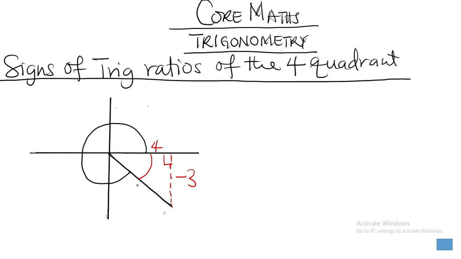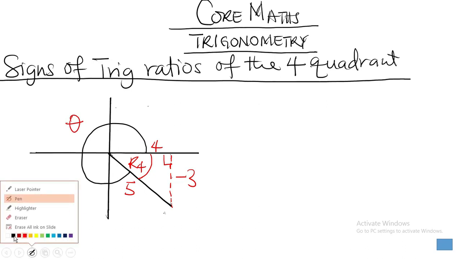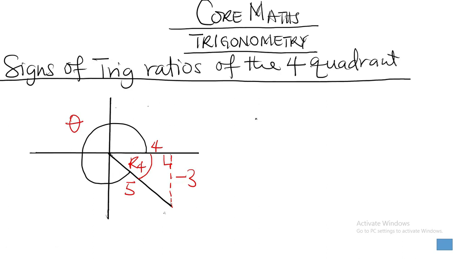Okay, so we maintain the positive 4, and the hypotenuse is always positive, so we use 5. And this will be our R4, the reference angle. And then this is our what? Our theta. So the black one is our theta. Good. So let's see. Try your hands. Do it before I do mine.